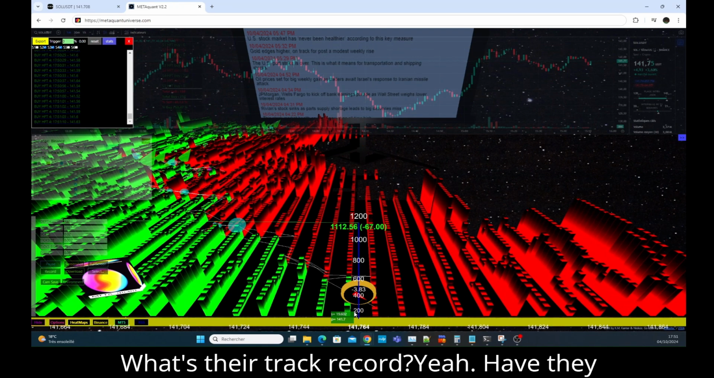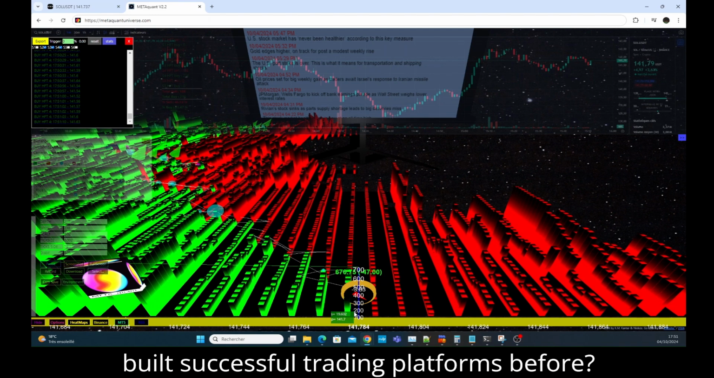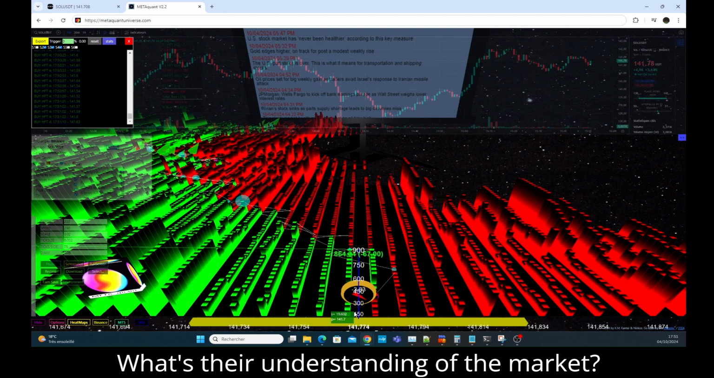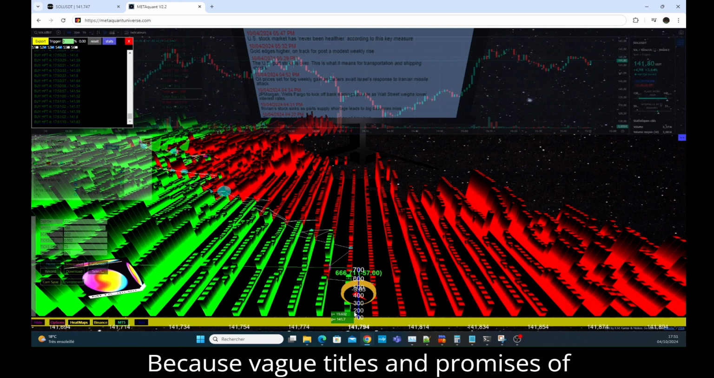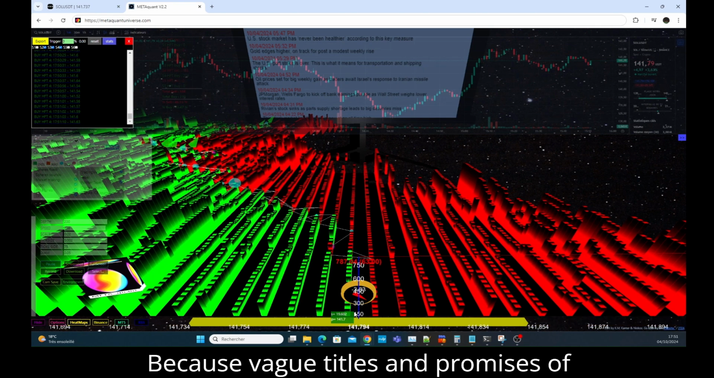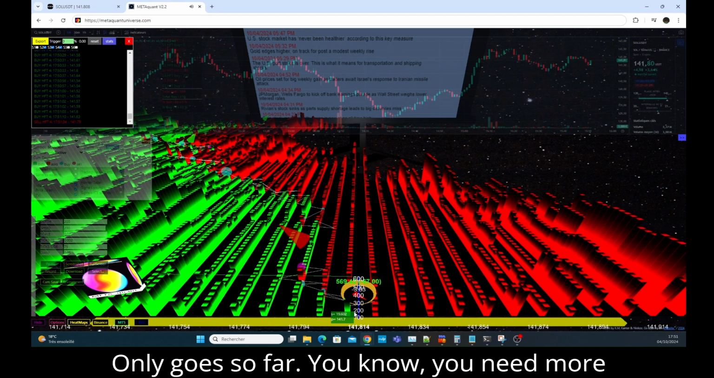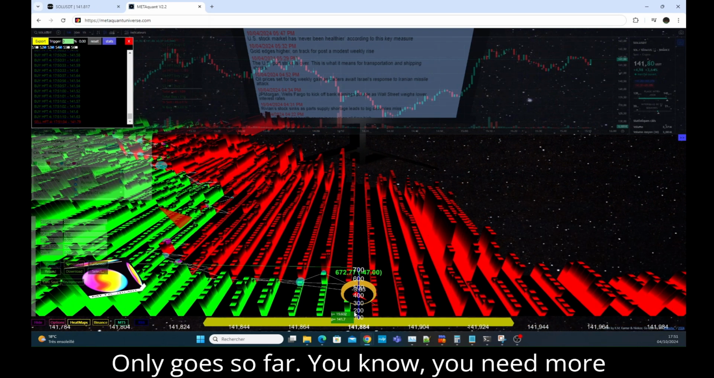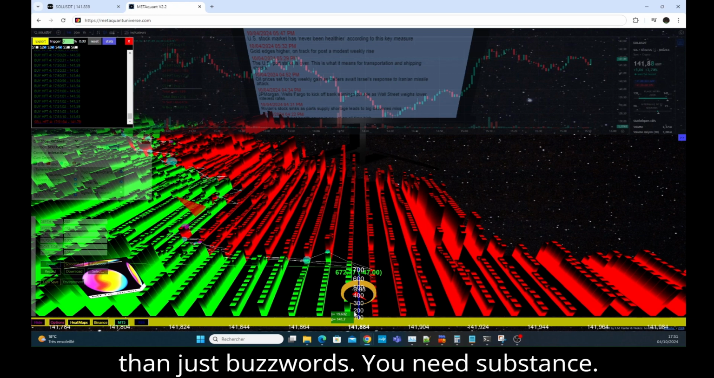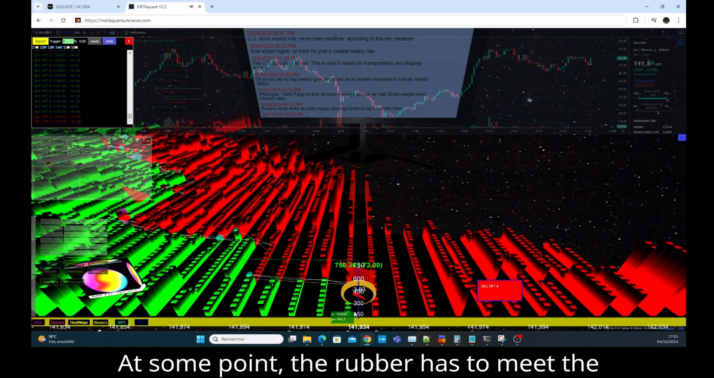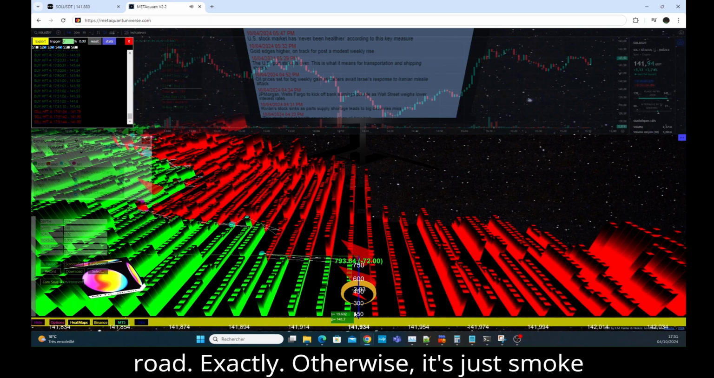Exactly. What's their track record? Yeah. Have they built successful trading platforms before? What's their understanding of the market? Because vague titles and promises of unparalleled this and revolutionary that only goes so far. You need more than just buzzwords. You need substance. Yeah. At some point, the rubber has to meet the road. Exactly. Otherwise, it's just smoke and mirrors.